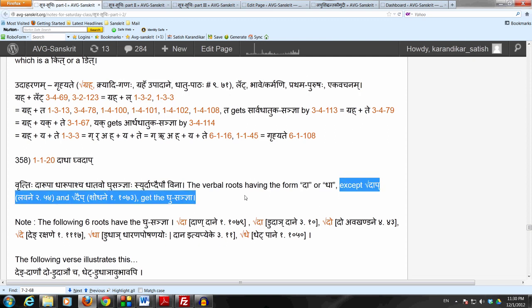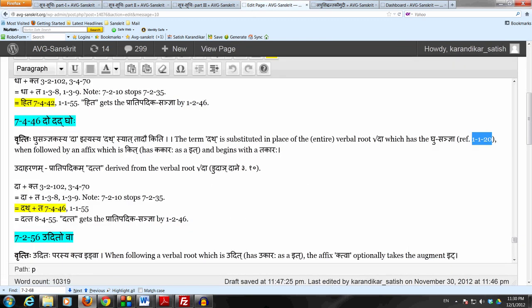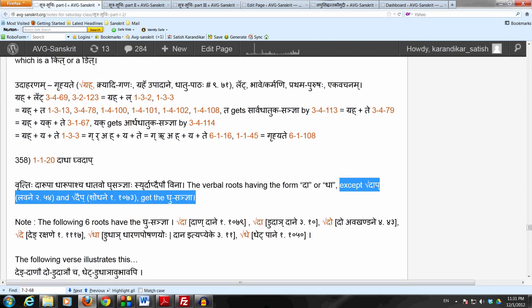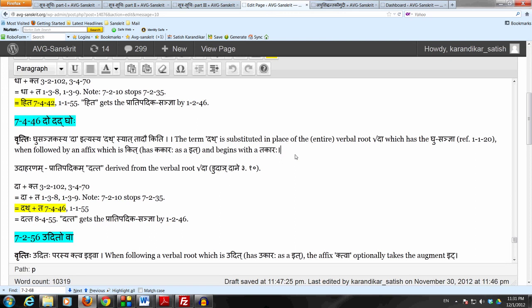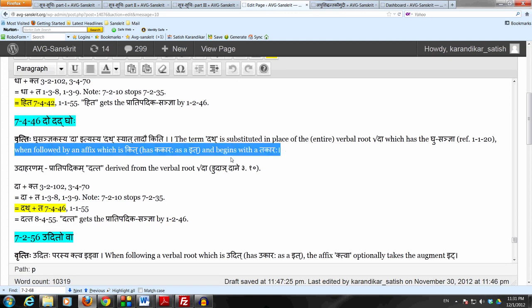So now, by this sutram 7446, the term dat is substituted in place of the entire verbal root da, but it has to have the gu sanya. What does that mean? That these two verbal roots, dap, lavane in the adadiganaha and daip, shodhane in the bhvadiganaha, are excluded. For those two, this sutram 7446 does not apply. And of course, the condition in this sutram is tadav kiti, when followed by an affix which is kit, which has kakara as it and begins with a takaraha. That is the anuvritti coming from 7440, which we already know.